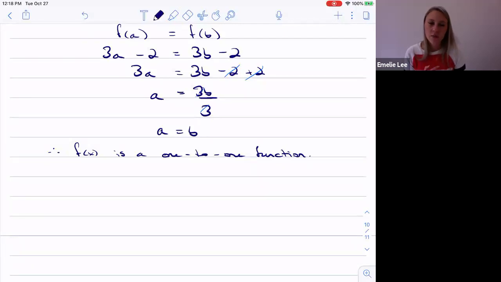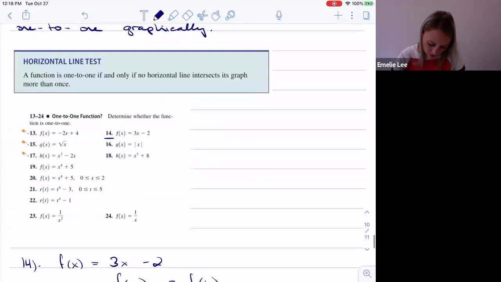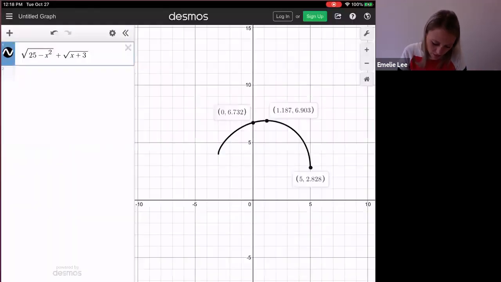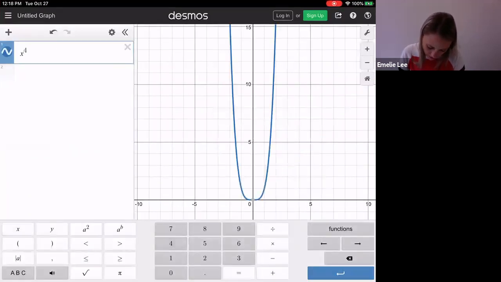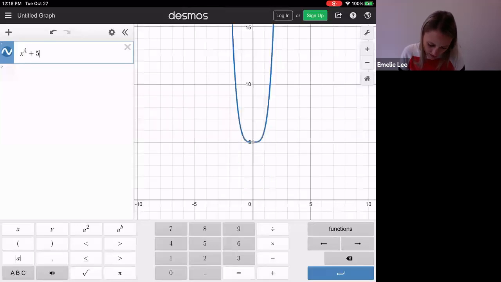We're going to deal with more complicated one-to-one functions, so I'm going to save it for a little bit. But I do want to look at some of these here. Just graphically, we can make sure that x to the 4th plus 5 is not one-to-one. We suspect it's not one-to-one, but I'm just going to confirm it with Desmos. So here I have x to the power of 4 and then plus 5, I think it was.